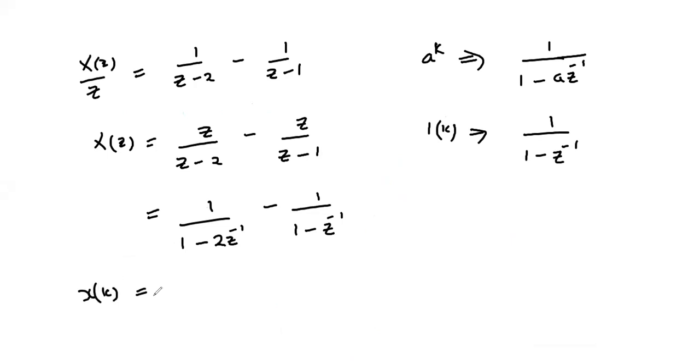from which then we can write our x of k to be equal to, then this will be our a. We compare these, our a will be 2, therefore we can write this as 2 power k and then minus 1, and that becomes the inverse z transform of the polynomial x of z using the partial fraction method.